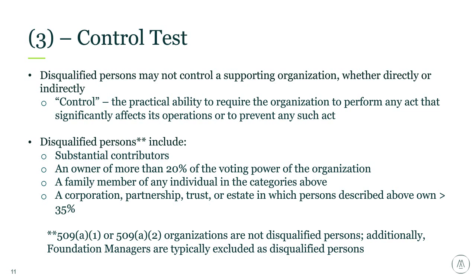In plainer terms, however, a supporting organization really is considered controlled by disqualified persons if the disqualified person's voting power is half or more of the total voting power of the governing body of the supporting organization, or a disqualified person can veto the supporting organization's actions. So you want to see majority control there.